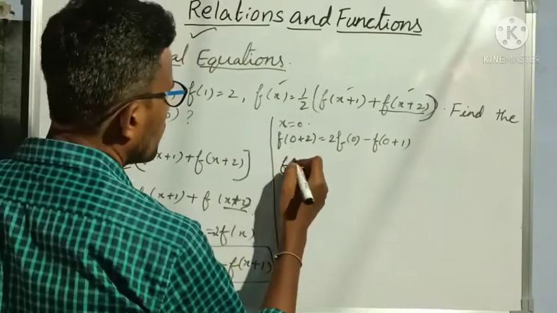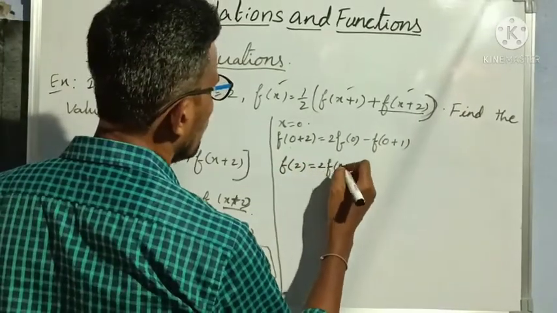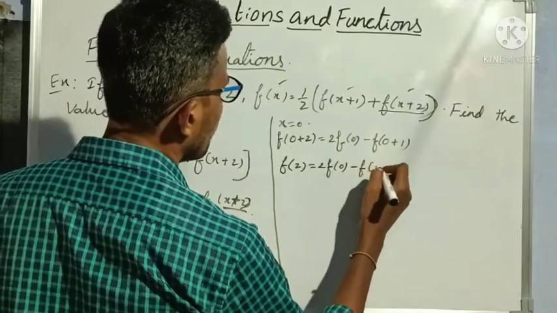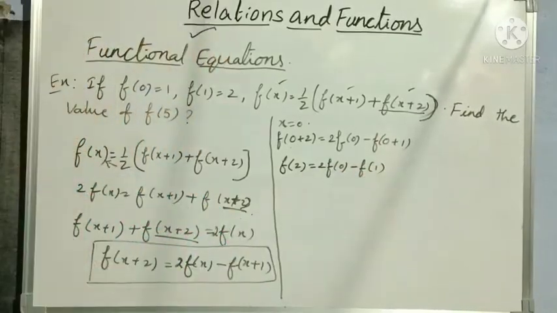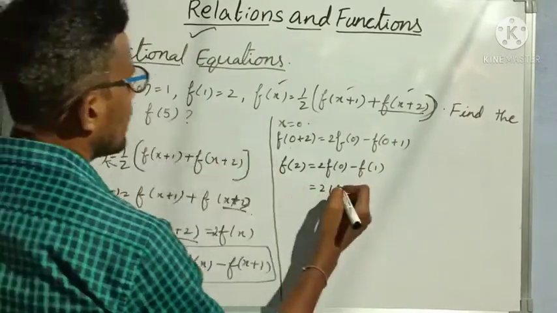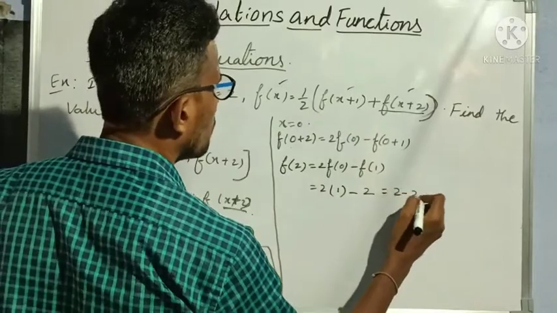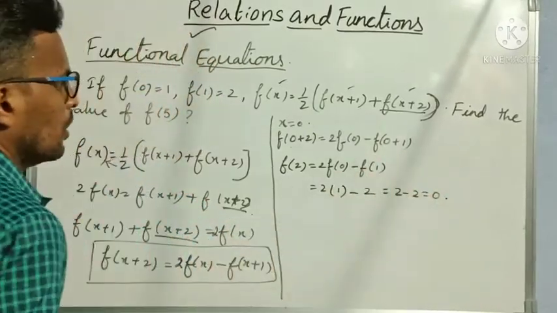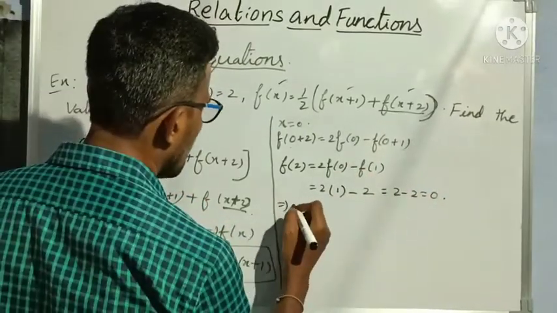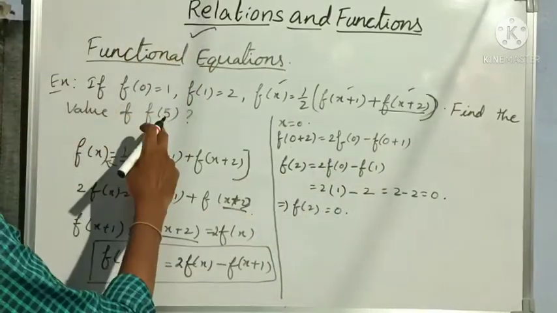So f(0+2), that is f(2), is equal to 2 into f(0) minus f(0+1), that is f(1). So that is equal to 2 into f(0), whose value is given in the question as 1, minus f(1), whose value is 2. So here 2 minus 2 is equal to 0. So what I got here, this implies f(2) is equal to 0. Okay, here he is asking f(5).